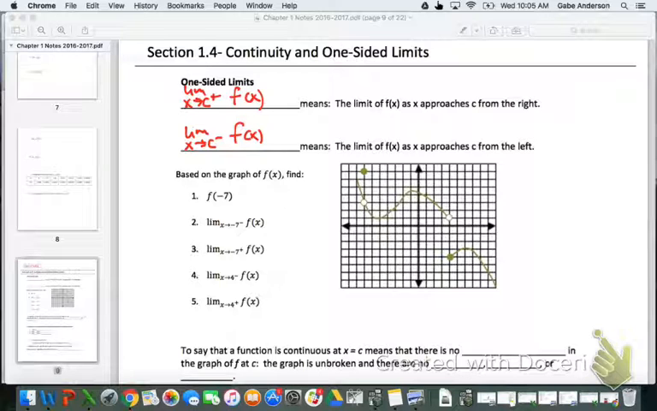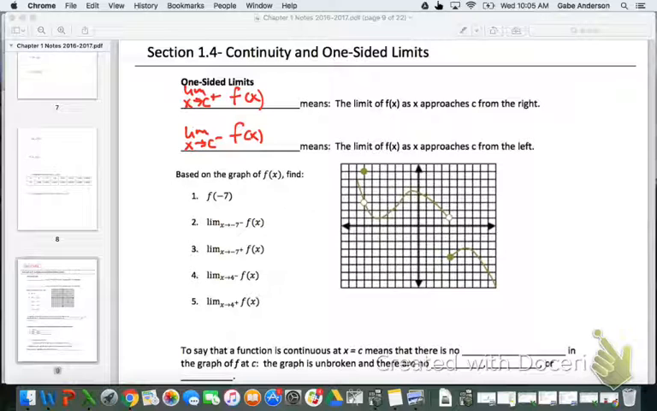So those are some notational items that we want to make sure that we're really good at. We're going to use those moving forward. So let's take a look at our example here on this page. It's based on a graph. It says find these 5 things here. I would suggest, if you want, pausing the video and trying these on your own, or simply watch the video, however you think you're going to learn best.